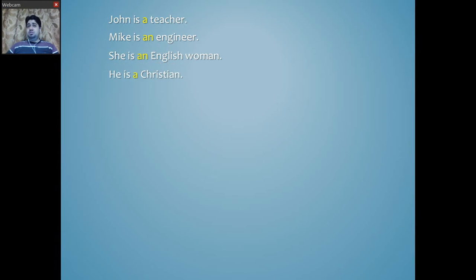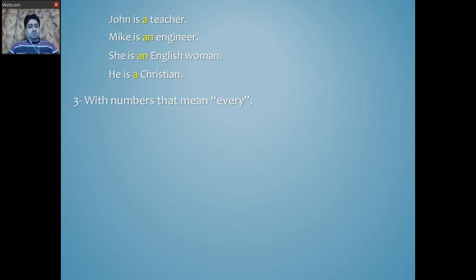Two, before a profession or a nationality or a religion, something like this. Examples are, you can say John is a teacher. Teacher is a profession, so we need a for it. Mike is an engineer, another profession. Or you can say she is an English woman. Her nationality is English. She comes from England. And finally, he is a Christian, or he's a Muslim, or any other religion.